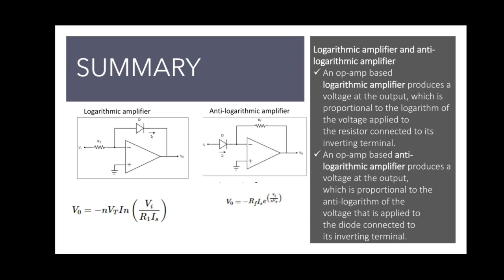And logarithmic and anti-logarithmic circuits. An op-amp based logarithmic amplifier produces a voltage at the output which is proportional to the logarithm of the voltage applied to the resistor connected to its inverting terminal. And an operational amplifier based anti-logarithmic amplifier produces a voltage at the output which is proportional to the anti-logarithm of the voltage that is applied to the diode connected to its inverting terminal.